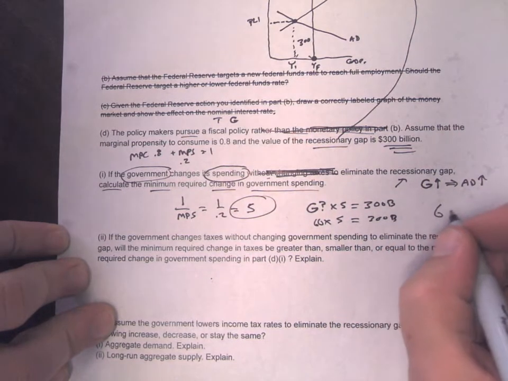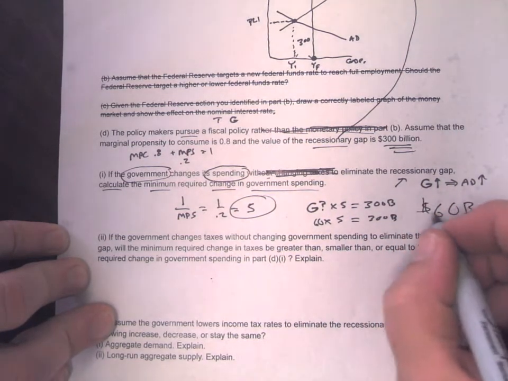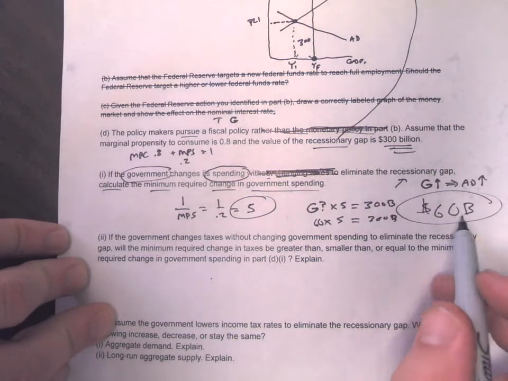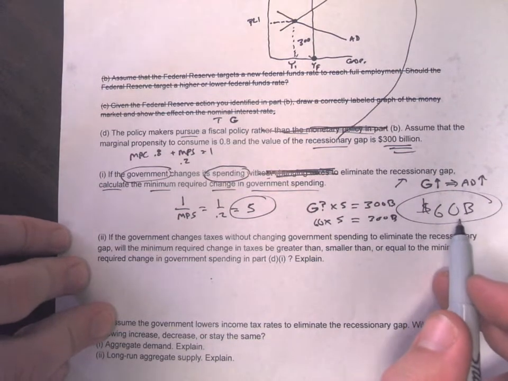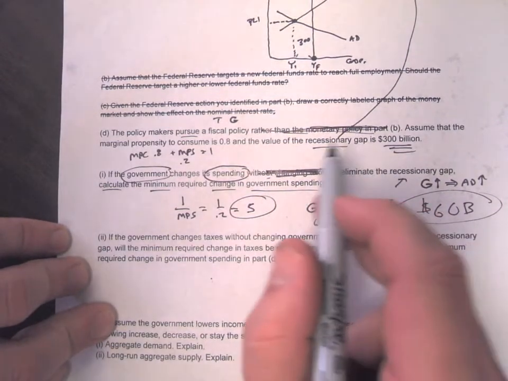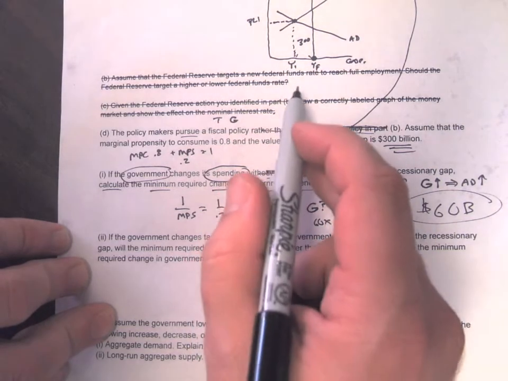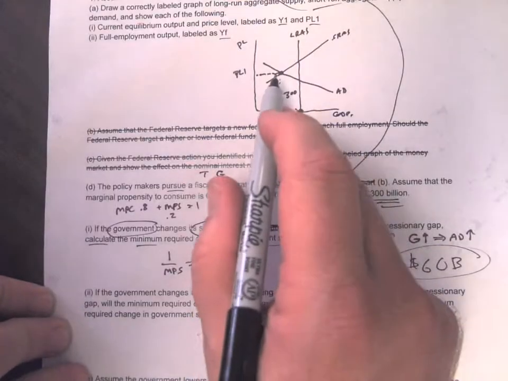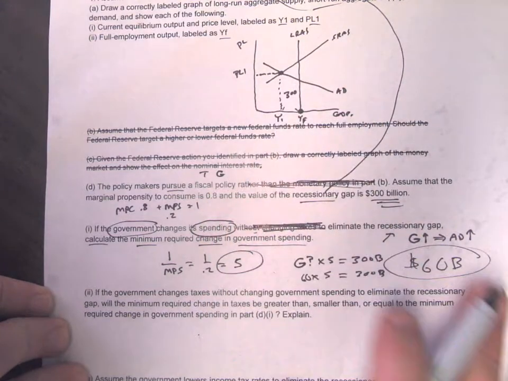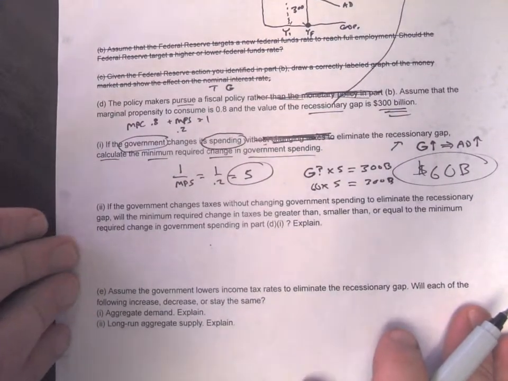So my answer is $60 billion. In government spending, when they throw this rock of 60 billion in the water, it's going to ripple, spin somewhere else, spin somewhere else, and that multiplier of 5 is going to equal that 300 billion and close up our recessionary gap. It would shift aggregate demand to the right, and then we'd have our full employment equilibrium.